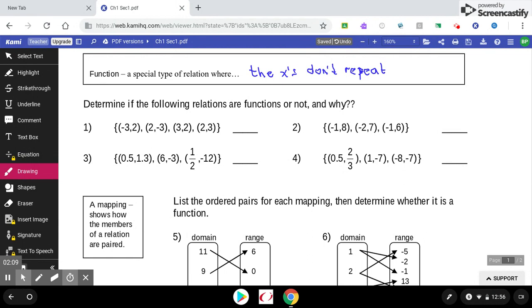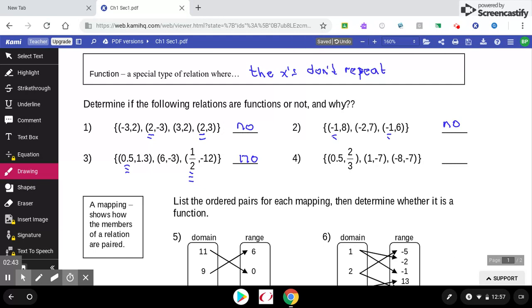So for number 1, I see a 2. I see another 2. And keep in mind that's an x coordinate. So no, not a function. Number 2, I see a -1. I see another -1 in the domain, or the x coordinates. So also not a function. Number 3, here's my weak attempt at trying to trick you: is the decimal equivalent of 1/2 equal to 0.5? Yes, so 1/2 and 0.5 are in fact the same. That's a no-no. You cannot have them repeat.